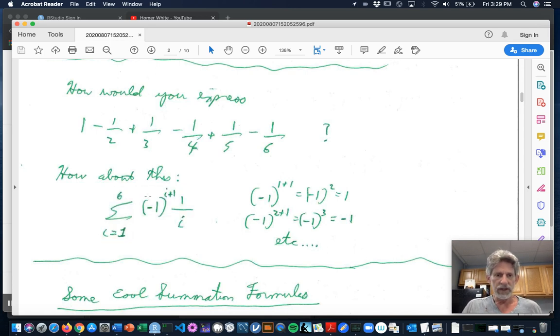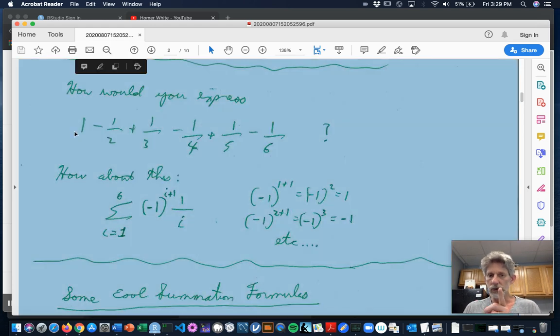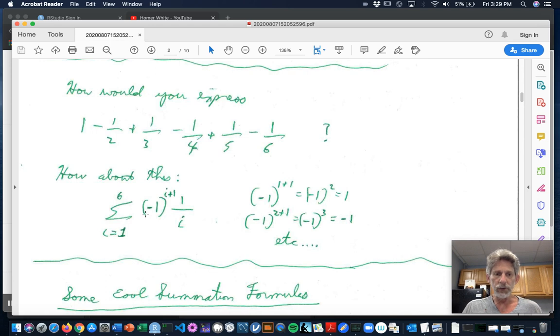Well, when i is 1, then I'm looking at a 1 over 1 here, which is a 1. And this bit would be minus 1 to the 1 plus 1, which is minus 1 squared, which is a 1. So I'd have a 1 times a 1, making a 1. Good. Okay, what about when i is 2? Well, then, for the minus 1 to the i plus 1, I'd have this. And when you cube a negative 1, you're going to get back a negative 1. Times a 1 over 2. And so I do indeed get a minus a half to add on. And similarly, all the way up to i equals 6, this works out.